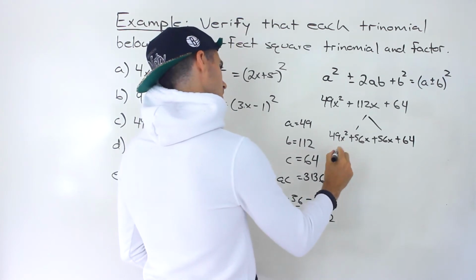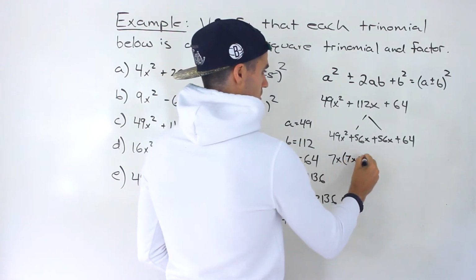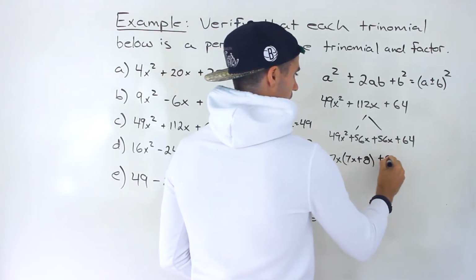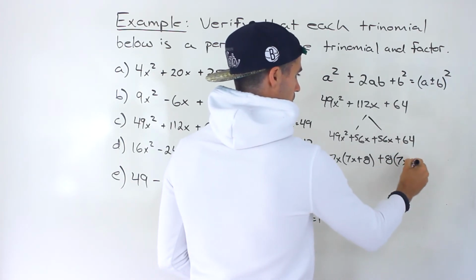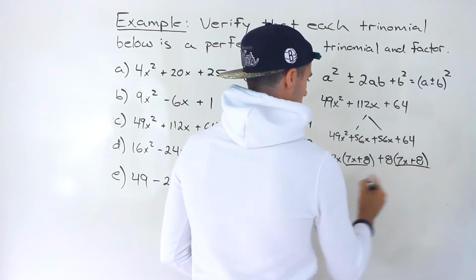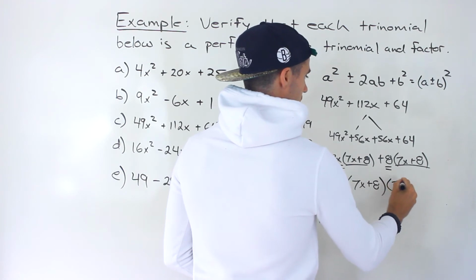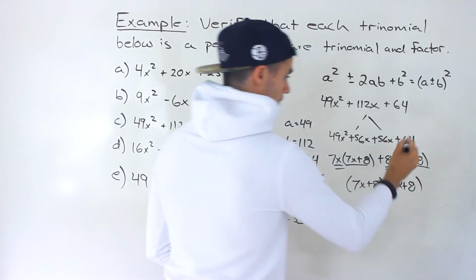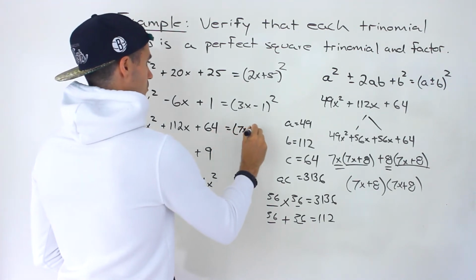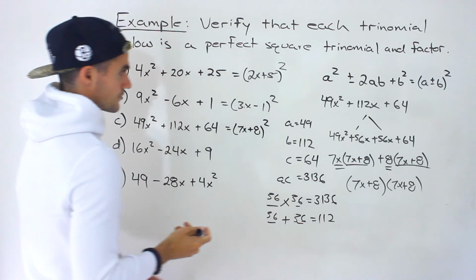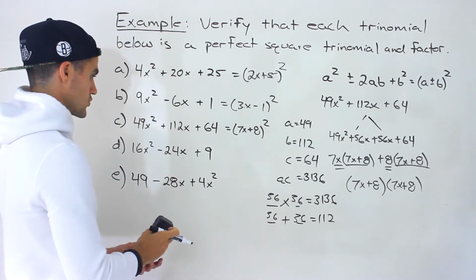From these two, we could take out 7x. Right? We'd be left with 7x plus 8, and then from these two, you could take out an 8, and we'd be left with 56x divided by 8 gives us 7x, 64 divided by 8 gives us 8. Take that out, and we're left with 7x plus 8, which is what we got with the formula as well. So this would end up being 7x plus 8 squared. Right, so just showing that all of these are indeed perfect square trinomials.